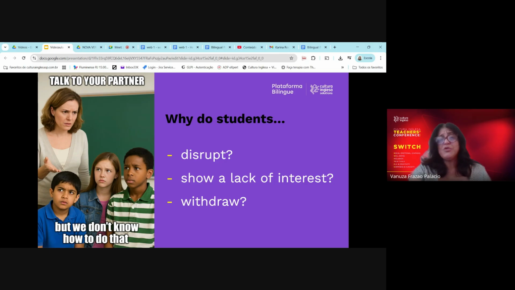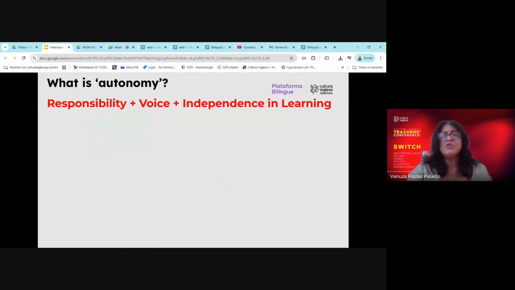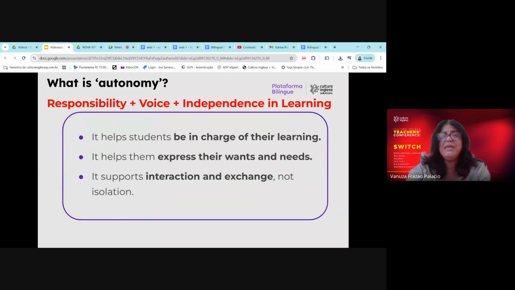Well, one of the reasons why students still disrupt is that they don't have the opportunity of actually participating, deciding, and choosing in your lesson. So it's important to foster autonomy. And what is autonomy all about? Autonomy is about 3 aspects. It's about responsibility, offering the students the opportunity of being in charge of their own learning. It's about voice, helping your students express their wants, needs, preferences, suggestions in the lesson, throughout the course.